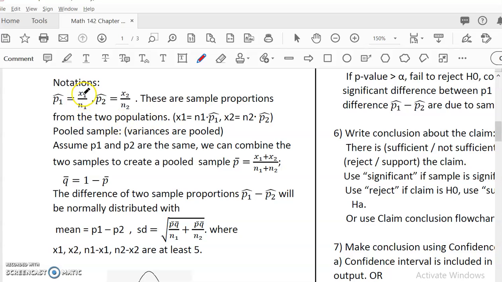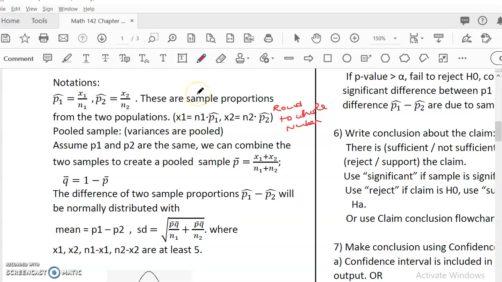If we don't know X1, sometimes we would actually have to do N1 times P1 hat, and X2 is N2 times P2 hat. And when we calculate this, make sure you round to whole numbers, because when we're talking about proportions, these X's and N's are whole numbers. So these need to be rounded. I'm going to do one example where I have to round to whole numbers if I don't know X1 and X2. Just remember you need to round them to whole numbers.